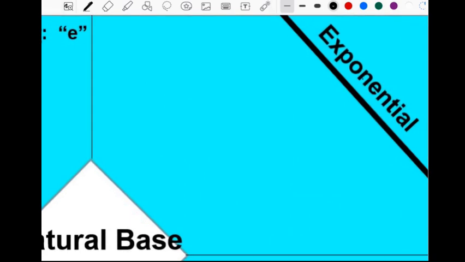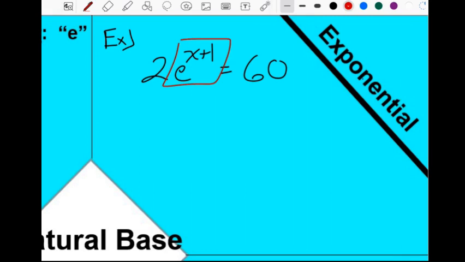Let's move to the next box. We're going to solve the exponential equation 2 e to the x plus 1 equals 60. Now, clearly this is an exponential equation. It's got x up in the exponent, but notice also that it's got this special base. It's a base e. What are we going to do? Well, we're going to do what we always do. We're going to isolate the main part of the equation. So dividing by 2 is definitely step 1. And when you divide by 2, you end up getting e to the x plus 1, of course, equaling 30.